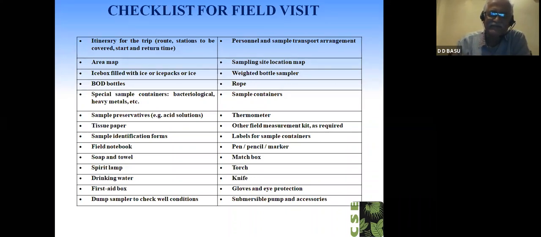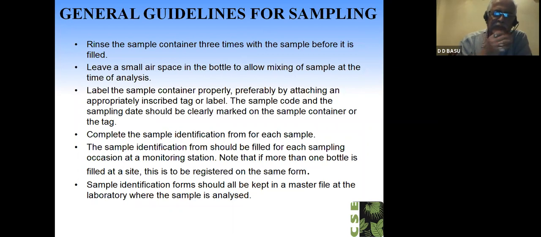Next, rinse the sample container three times with the sample before it is done. Don't rinse with other water. Take the bottle, leaving a small air space in it to allow mixing of the sample at the time of analysis. Proper labeling is required; labeling is the most important. Complete the sample identification form for each sample, and the forms should be kept in a master file at the laboratory where the sample is analyzed.